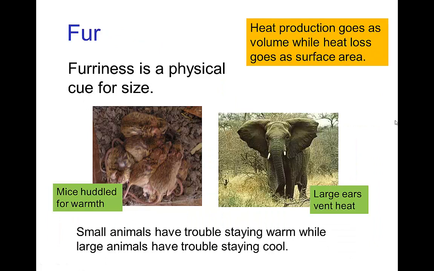The furriness of an animal is another physical cue for size, and this is because the heat production goes as the volume, whereas the heat loss goes as the surface area. So small animals have a small volume relative to their surface area, so they lose a lot of heat. So they either need to be very furry or bundled together, do various things to maintain their heat. Large animals, on the other hand, often have trouble staying cool. So large animals in a hot climate adapt by either living in water or having, for example, the elephant, the large ears are mostly to vent heat.